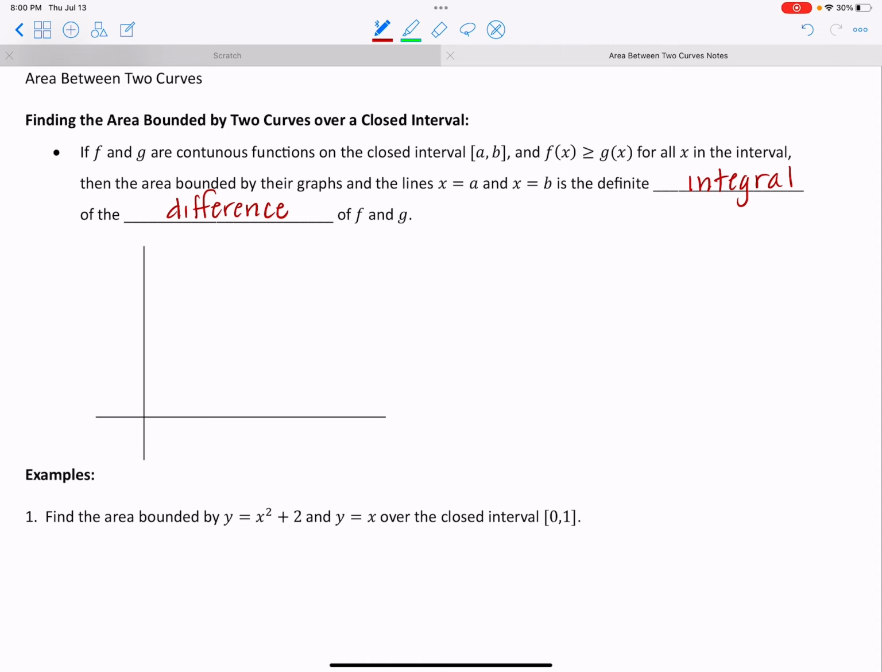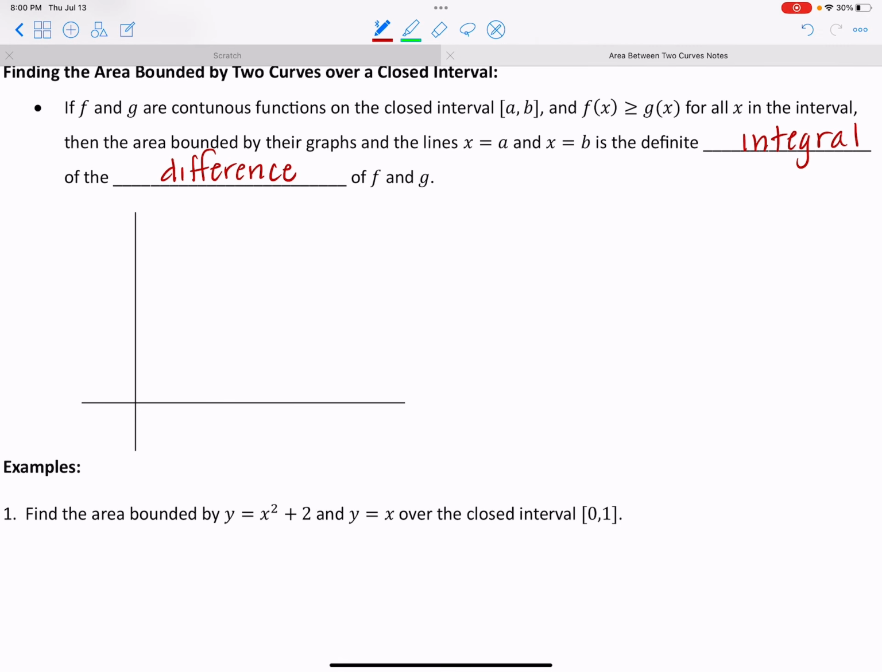Okay, so let me show you the picture of what I tried to say there, and I probably butchered it because I was a little distracted by my typo.